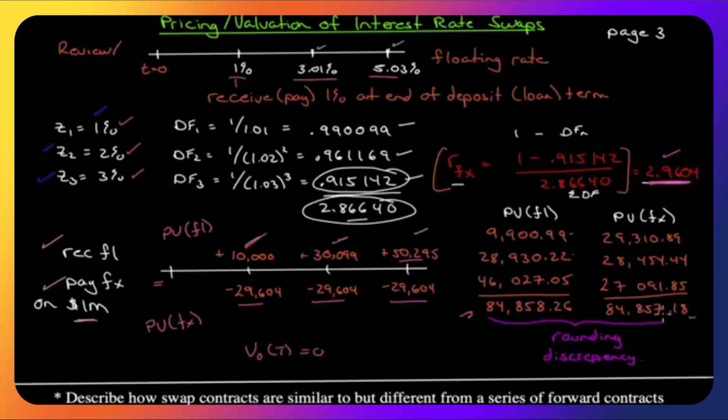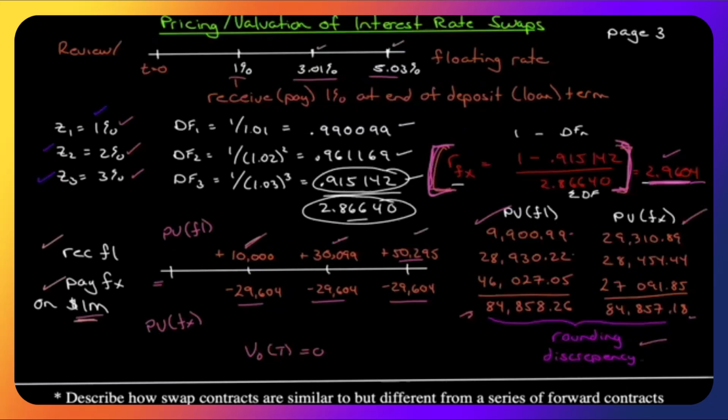84,858.26, 84,857.18. We're off by about $1, a rounding discrepancy, because we're working with a million, so we rounded off the interest rates, we rounded off this, we're rounding off the dollar amounts. You will find that if you don't round anything off, if you did this in a spreadsheet where it preserved all the decimal places, these two numbers would be identical. There is proof that this methodology right here will get you the fixed rate on a swap all the time, such that the present value of the floating rate leg equals the present value of the fixed rate leg.